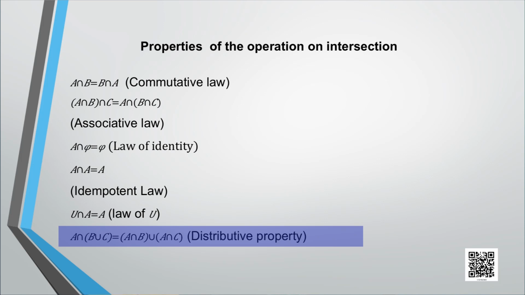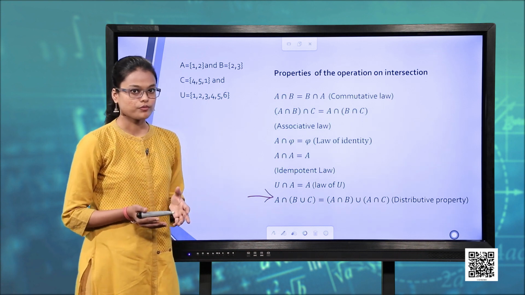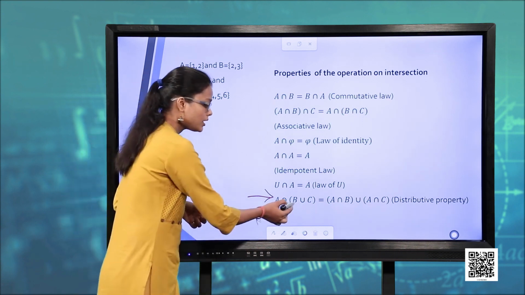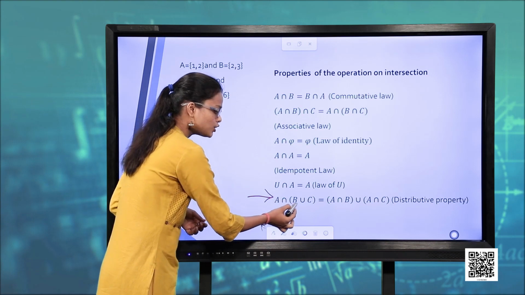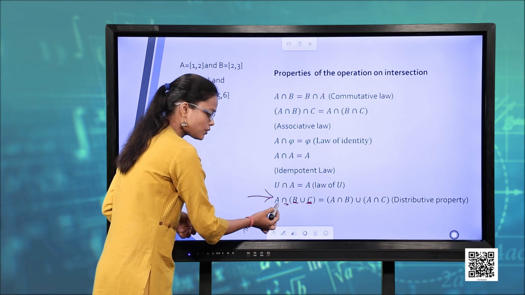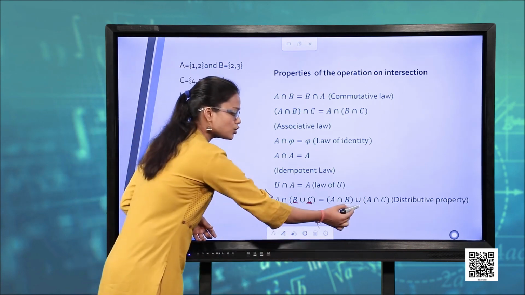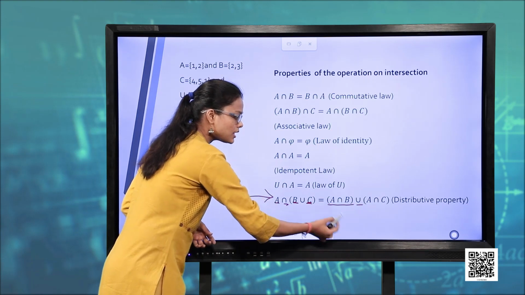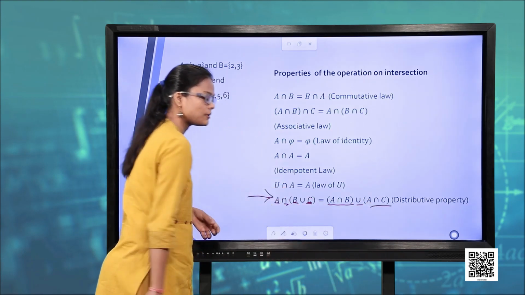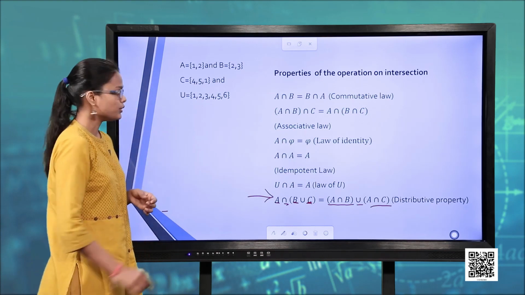Students, let us see the last property, which is the distributive property. We also say it as the distributive law. What does it say? If we first take the union of B and C and then take the intersection with A, that will be equal to the union of A intersection B and A intersection C. Let us verify this by example.